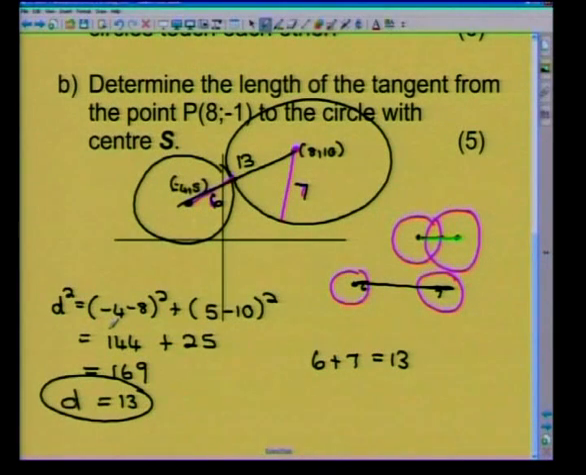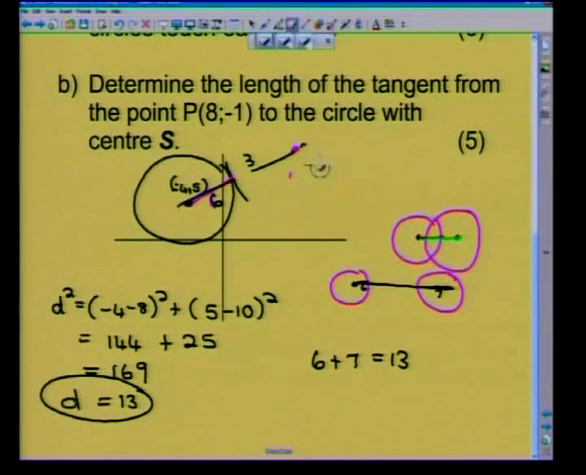Let's have a look now at the next question, and you can see that this is now sort of coming together as a really nice cohesive section. Determine the length of the tangent from the point 8, negative 1 to the circle with center S. So the circle with center S is this bottom circle. So just for the purposes of this work, I'm going to take this one out so we can just work with a slightly less messy drawing.